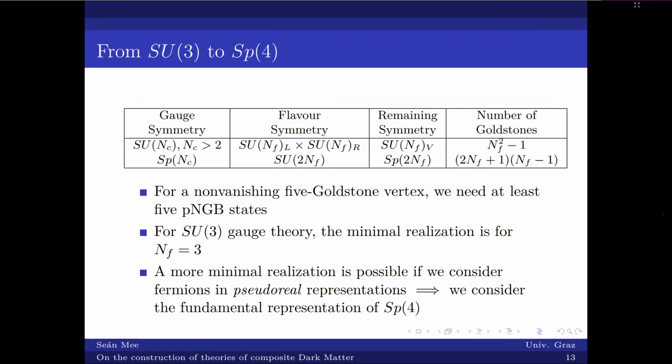Okay. Yes, so as I said, for a smaller number of fermions, we can actually arrive now at a non-vanishing 5 Goldstone vertex. So this is kind of what motivates us to look at symplectic groups. You have this more minimal realization. For a smaller number of fermions, you can still have this interaction possible. Okay, so yes, as I say, we consider the fundamental representation of this before.